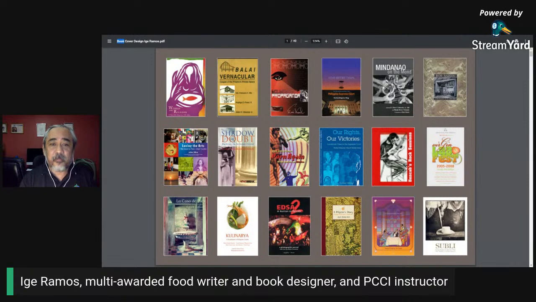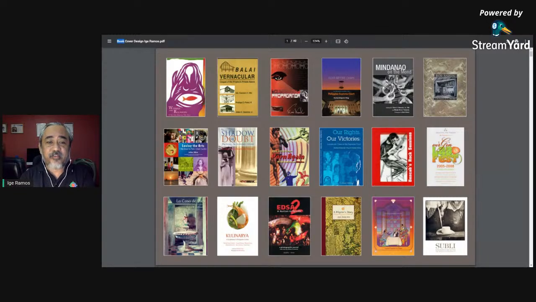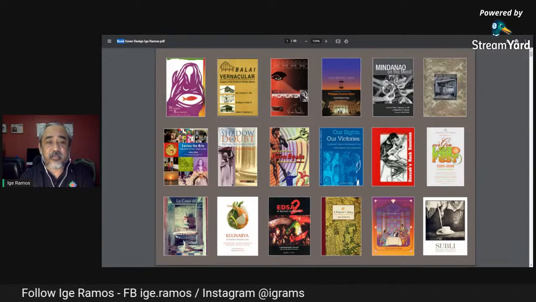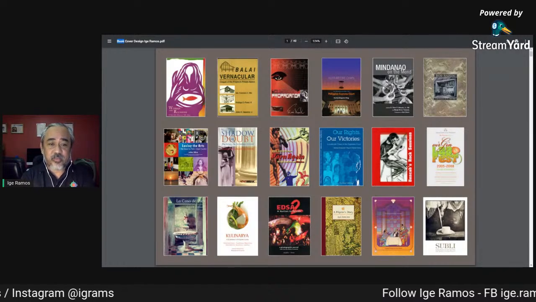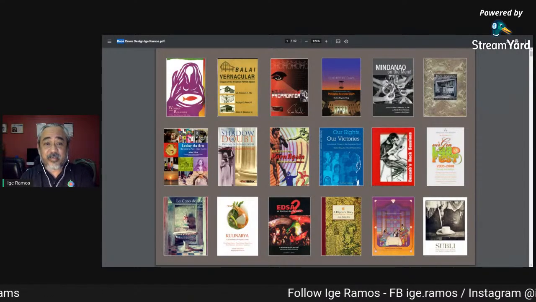So what you see on the screen now are some of the books I designed over the course of 27 years. Actually, book design per se is 27 years now. So, next slide.